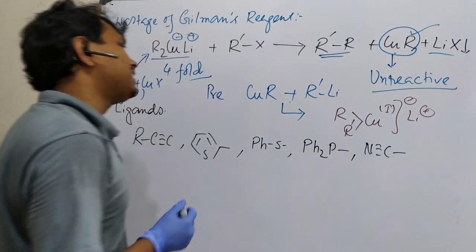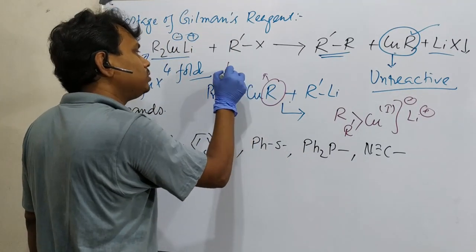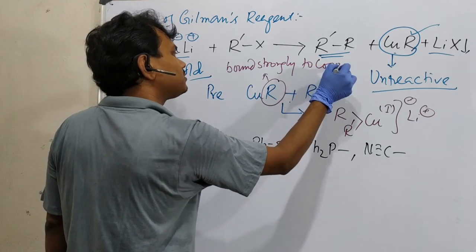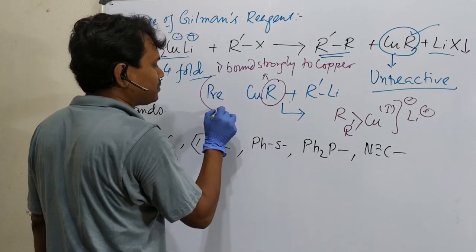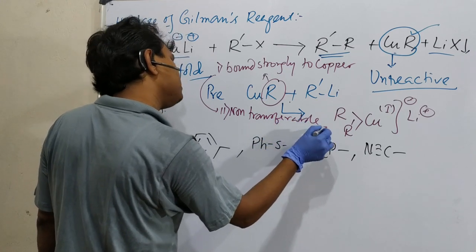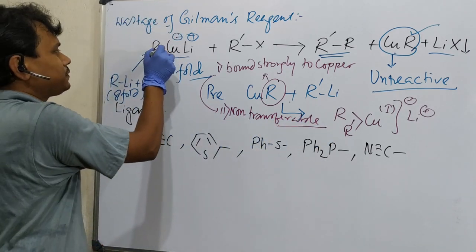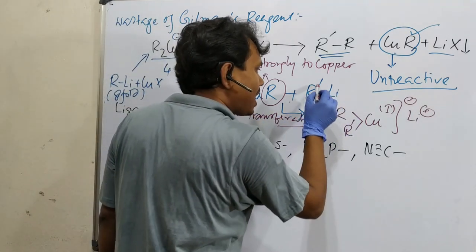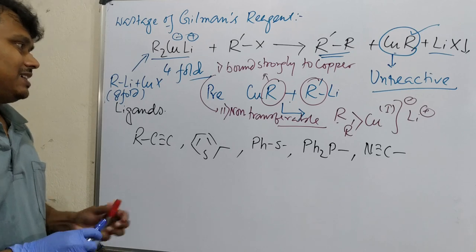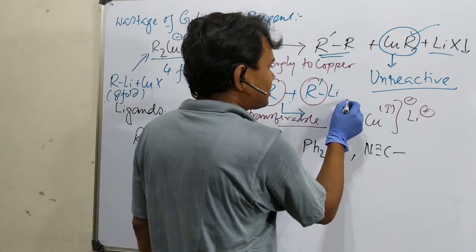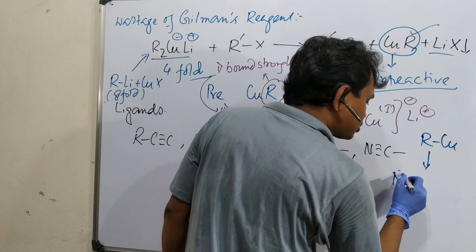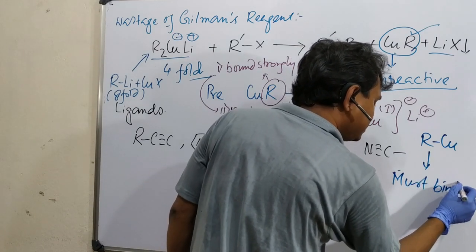Now, what should be the character of this R? It should be bound strongly to copper, that is one. And the second point, the most important point: it should be non-transferable. What do I mean? Non-transferable means that during the reaction, if you take R and R prime both, only this R prime will be transferred, not this R. Okay. So what is the simplest idea? What is the simplest choice? That these R in RCu must bind strongly.